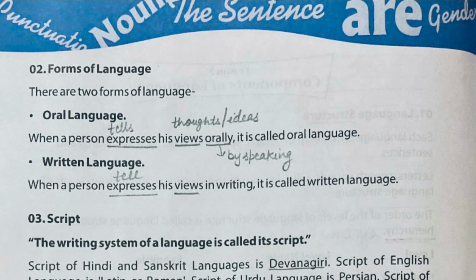And the next one is written language. Okay, what is written language? When a person expresses his views in writing. When a person expresses his views or thoughts or ideas in writing, it is called written language. Okay, so these are 2 forms of language, oral language and written language.